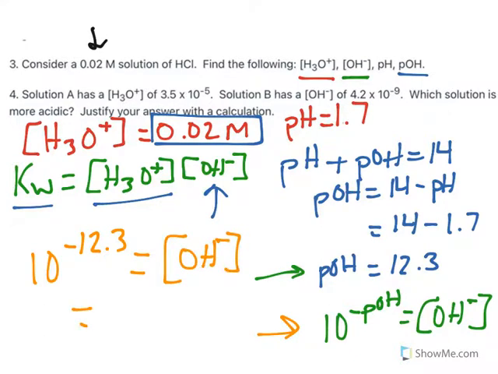And in this case, 10 to the negative 12.3 equals, to 1 sig fig, 5 times 10 to the negative 13th molar.